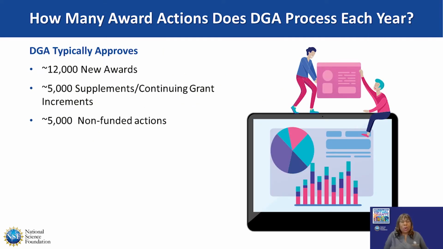So how many award actions does DGA process each year? Well, if you look at this slide and add up the numbers, you can see it's on the order of 22,000. Broken down, it is approximately 12,000 new awards each year, approximately 5,000 supplements and continuing grant increments, and approximately 5,000 non-funded actions.